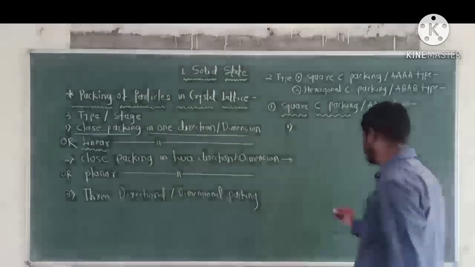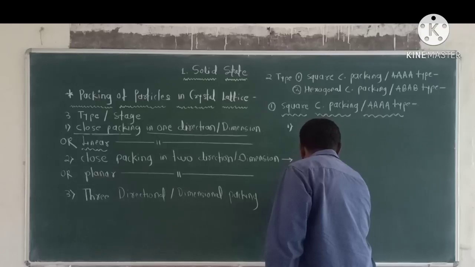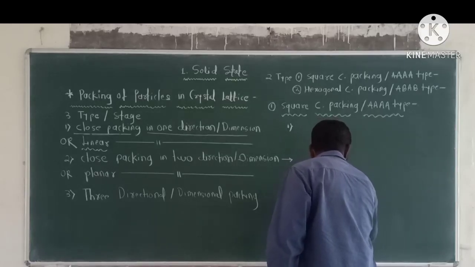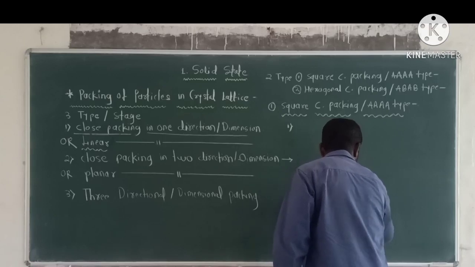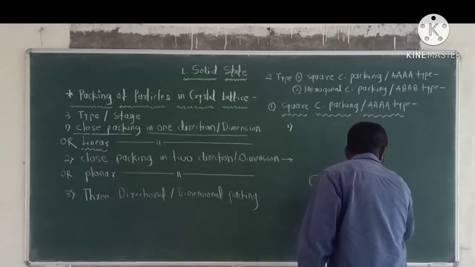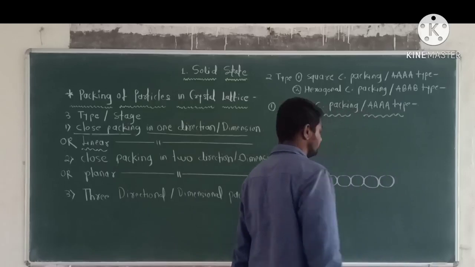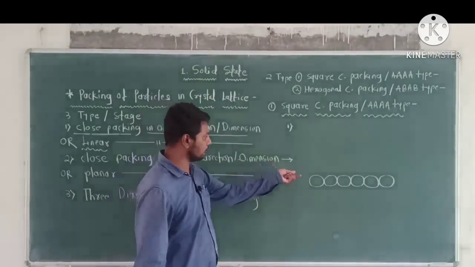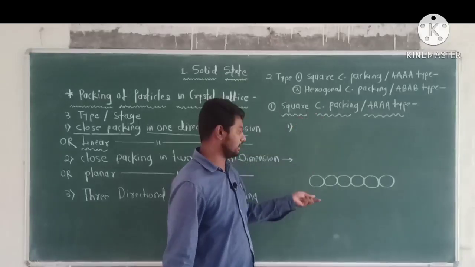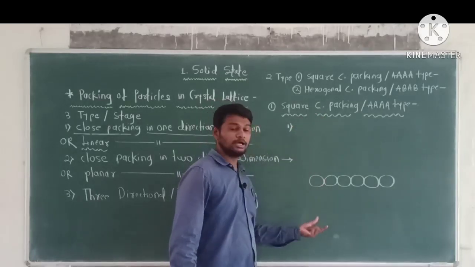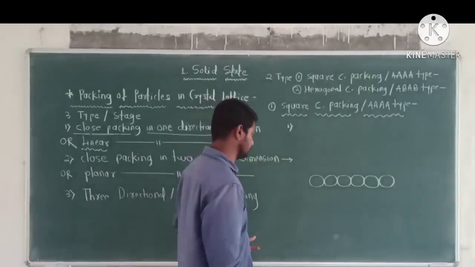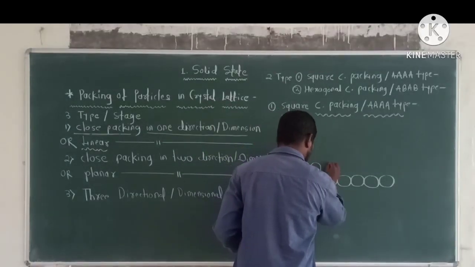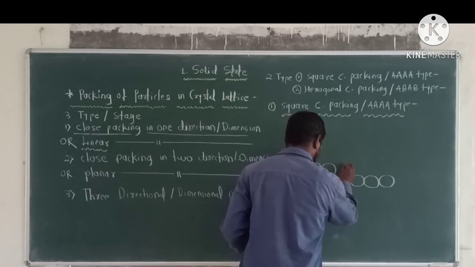For example, this is a row of constituent particles. This is a row of constituent particles. Such rows of constituent particles are placed over each other in such a way that all the spheres are exactly over each other. Okay. Now the second row is placed over the first row of constituent particles.